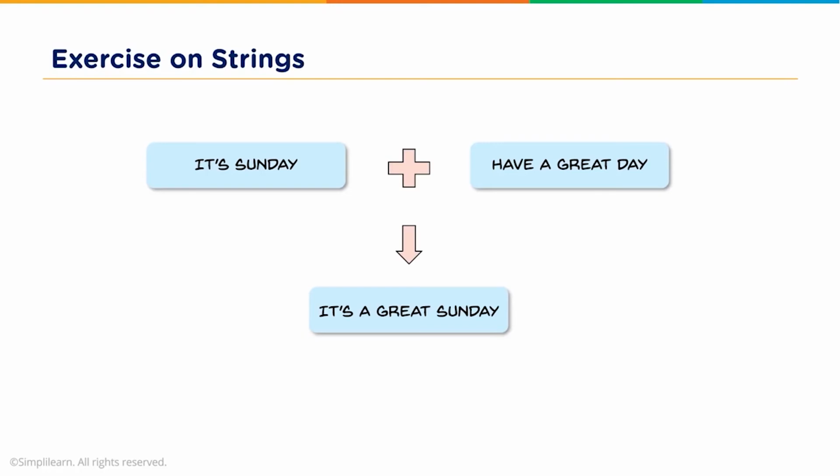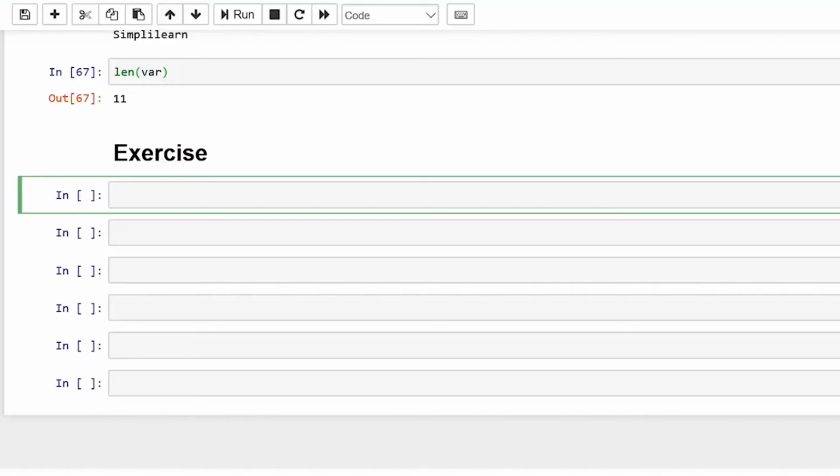So now that we have gone through the various concepts of variables, let's have a small exercise where we'll be using string variables. So we'll have 2 strings. One string says it's Sunday and the other says have a great day. Using only these 2 strings, we need to build a 3rd string which says it's a great Sunday. So let's have a look at how to do this. We move back to our notebook. The first thing to do is we store our 2 source strings in separate variables. So let's have variable var1 which stores our first string.